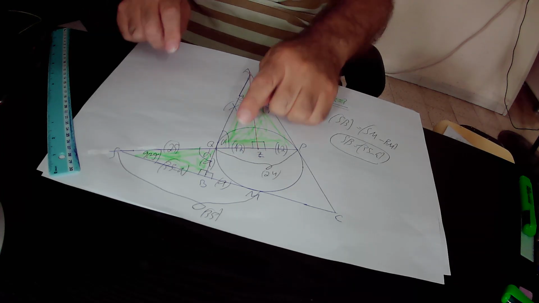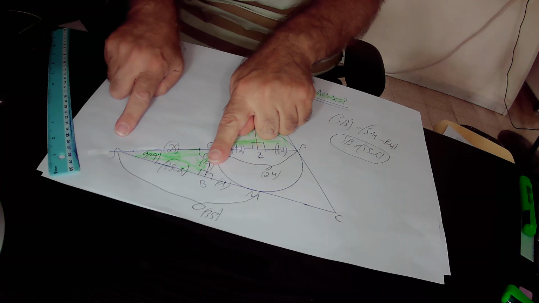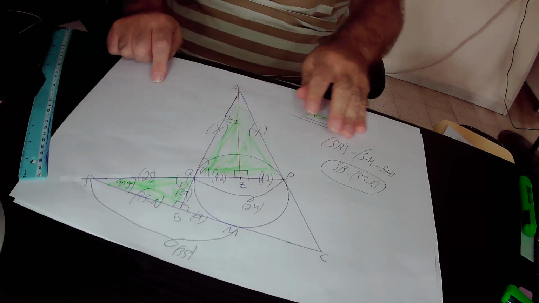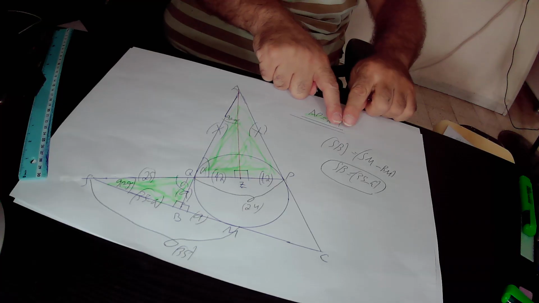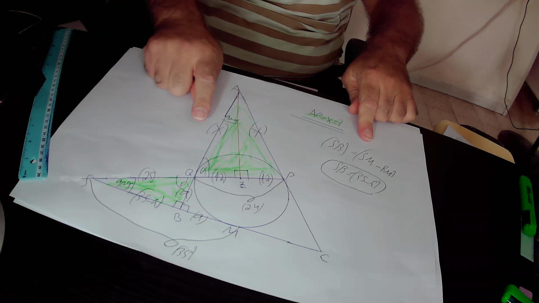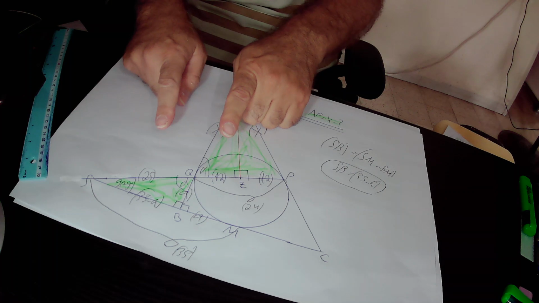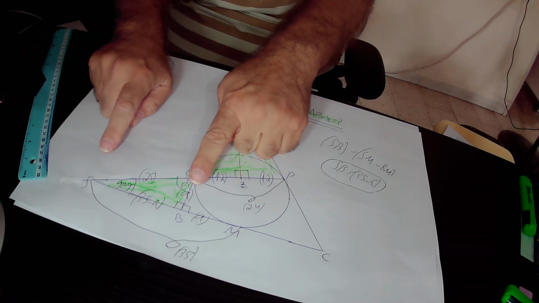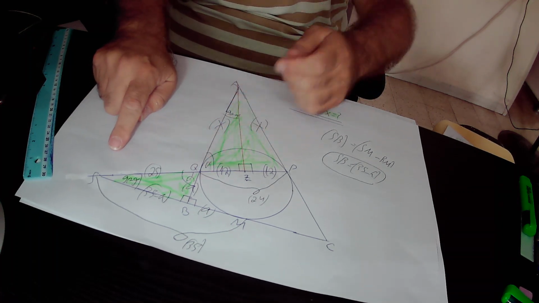What is the length of this line segment SB? SB equals SM minus BM. So SB equals SM, that is 35, minus BM, that is 8. So total SB equals 35 minus 8 units in length.